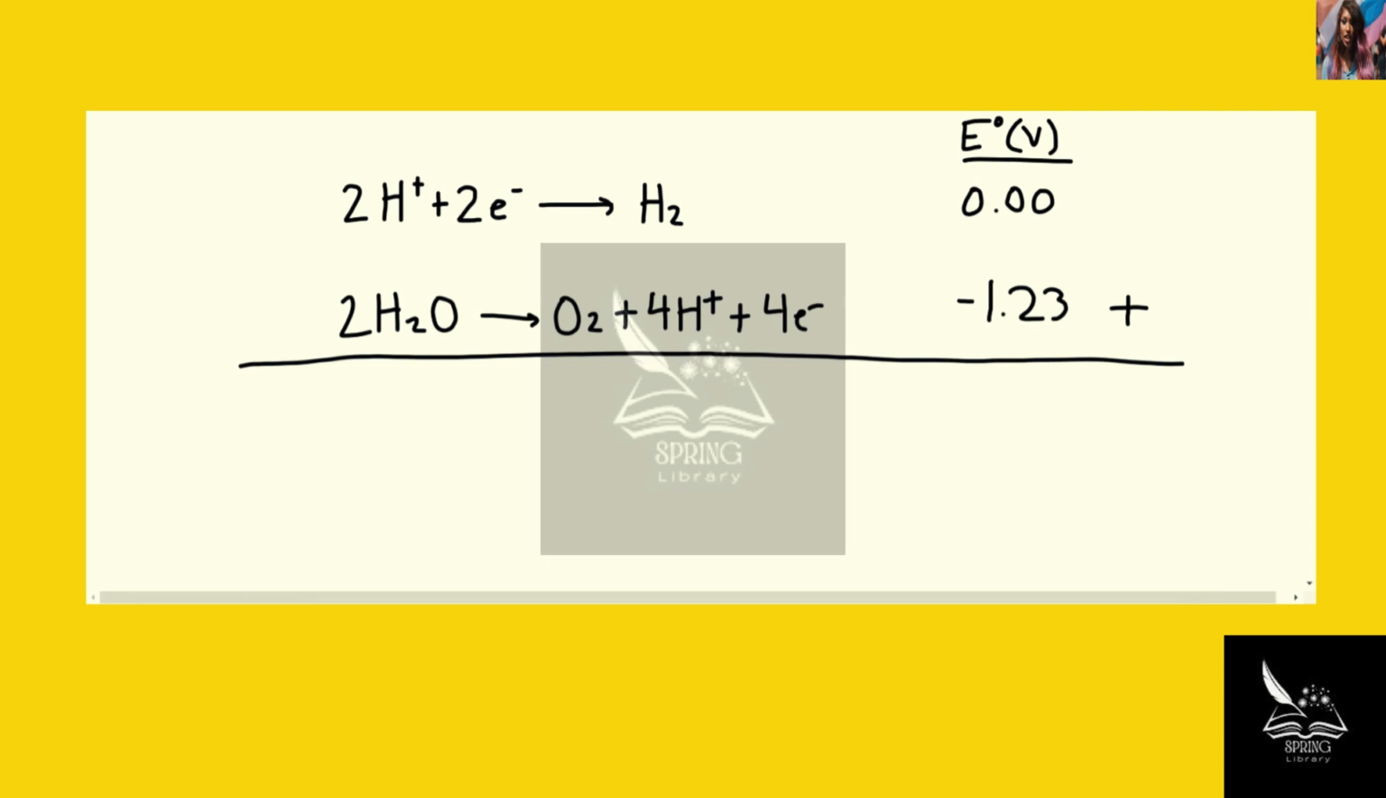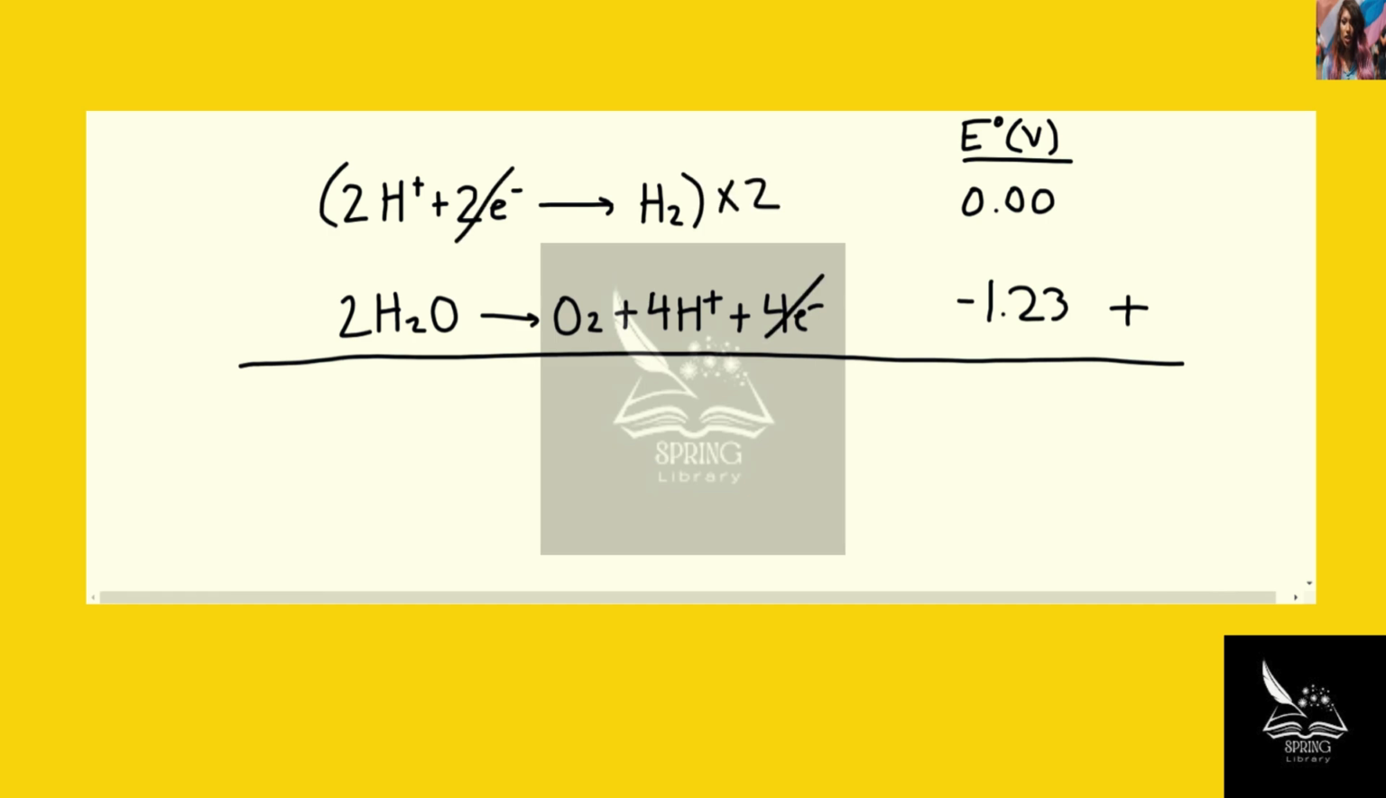We are given an overall cell reaction, and we first want to find the values of both the standard cell potential as well as the standard change in Gibbs free energy of the overall reaction. Based on the overall reaction, we can break it down into these two half reactions from the standard reduction potentials table, along with the corresponding half reactions.